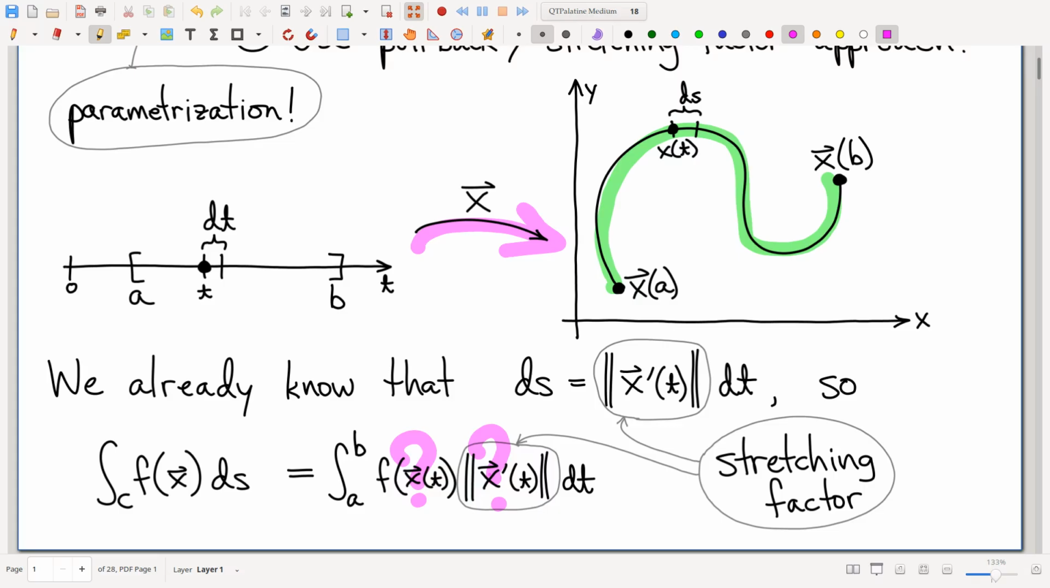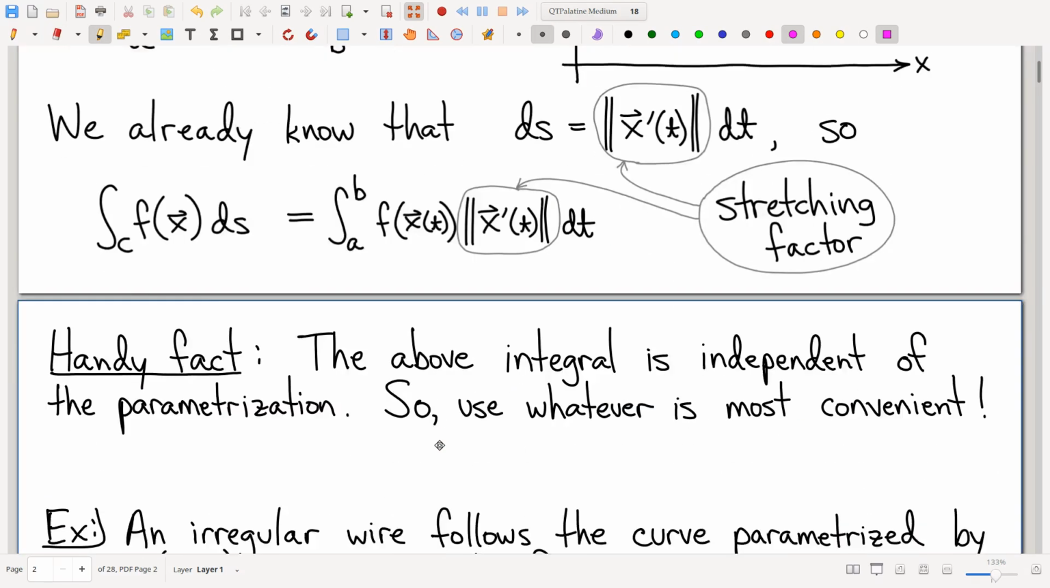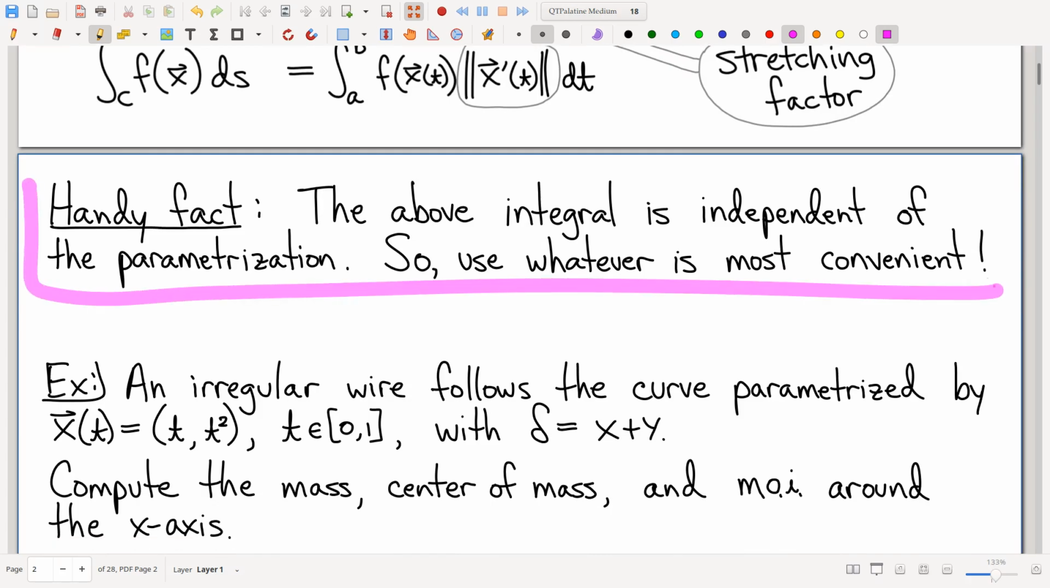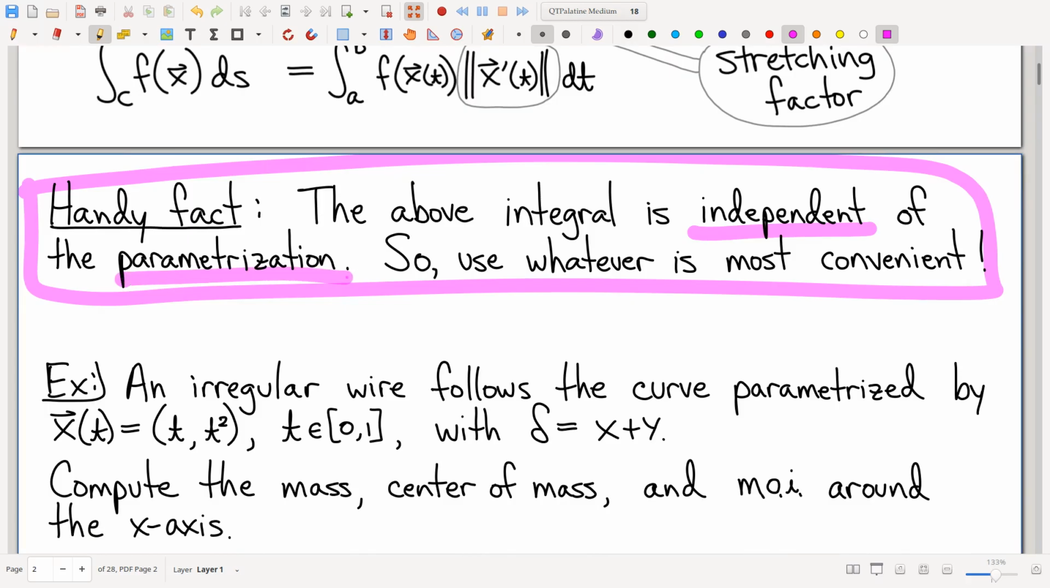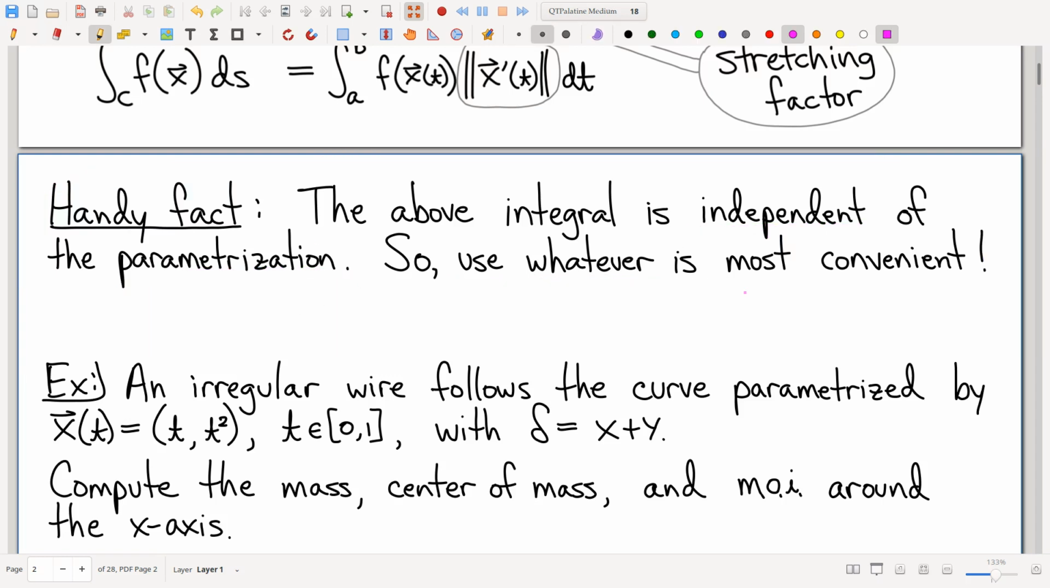And so I just need to address that point, and it has a very happy answer, and that is that it doesn't matter. You're always going to get the same answer no matter which parameterization you use. The above expression is independent of the parameterization. So go crazy. Do whatever you like. Whatever's most convenient is typically a nice choice. It does not matter. Okay.